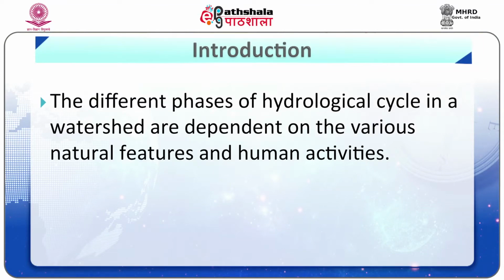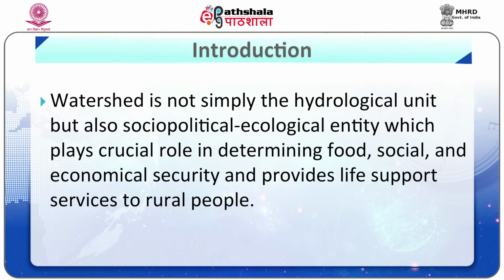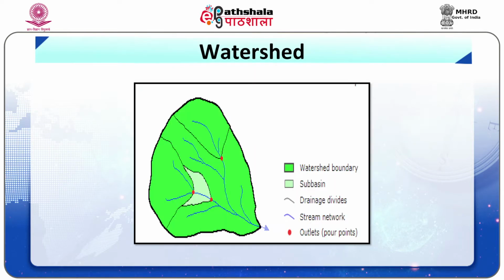From the hydrological point of view, the different phases of hydrological cycle in the watershed are dependent on the various natural features and human activities. Watershed is not simply the hydrological unit but also socio-political ecological entity which plays crucial role in determining flood, social and economical security and provides life support services to rural people. The image of watershed is given in figure number 1.